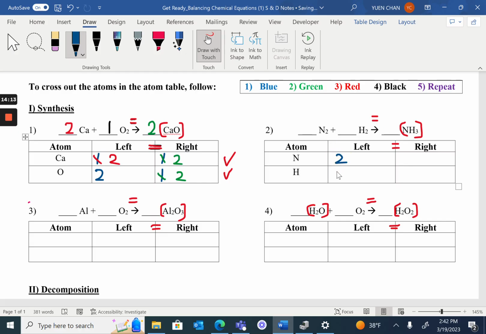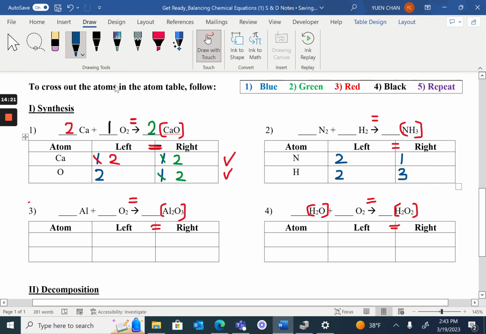And then I got 2H. And on the right side, I got 1N and I got 3H. All right. So you can see that I can either balance N first or I can balance H first. It doesn't really matter. Your work could be different, but your final answer should be the same. So it doesn't really matter which one you balance first.